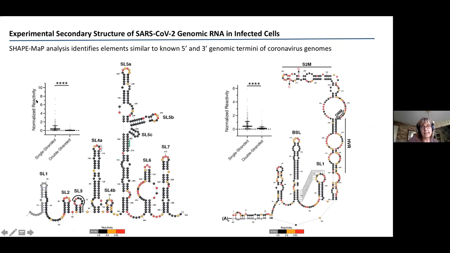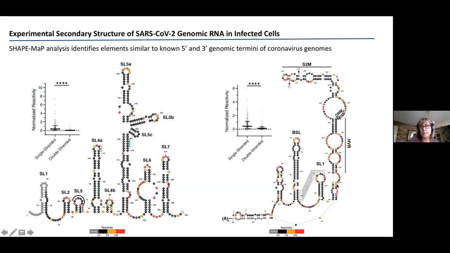I'm showing you the secondary structure of the 5' UTR and the 3' UTR. You can see that in black here are regions where the SHAPE reagent is telling us that it's perfectly base paired, and the colored regions are where you have the tips of loops. What's nice is that this substructure for the 5' UTR is very similar to what had been predicted previously for studies of other coronaviruses.